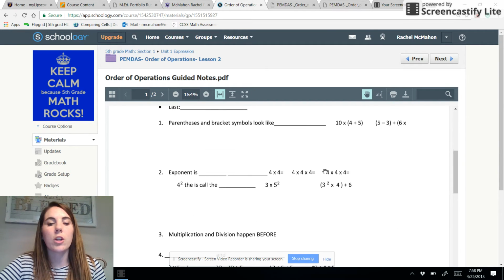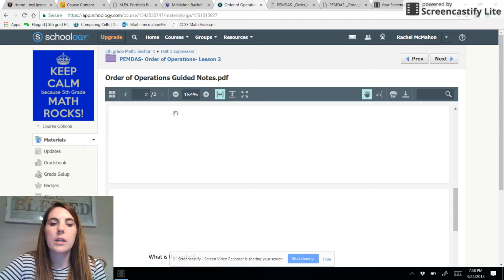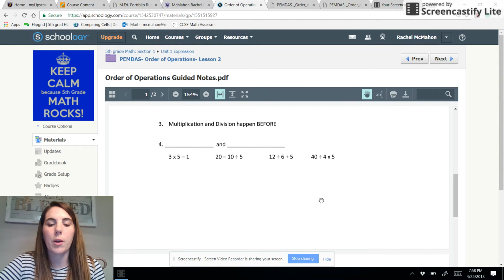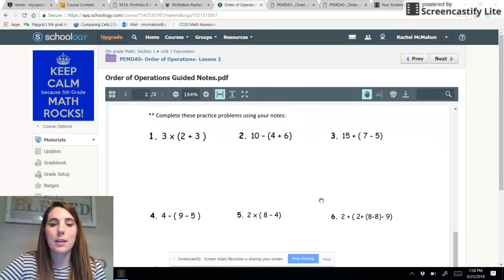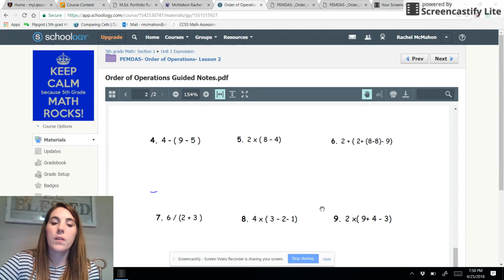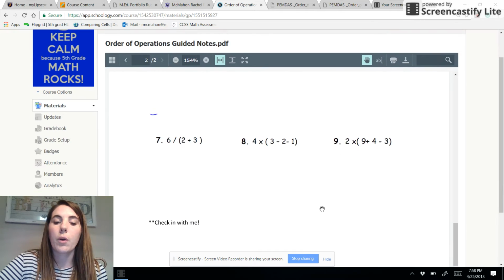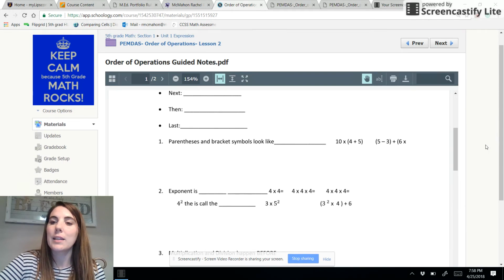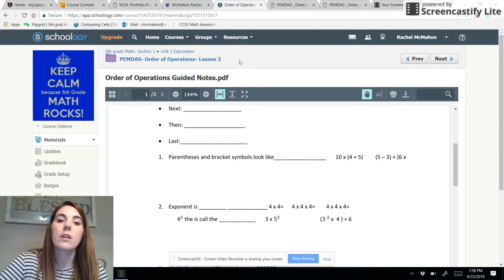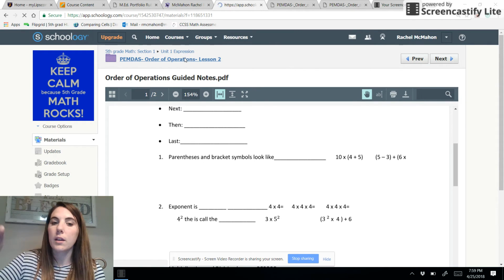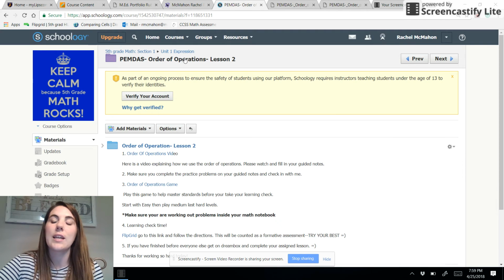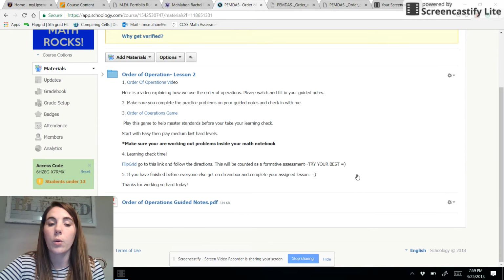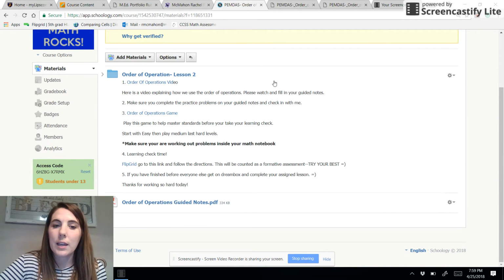But after they watch it, they'll fill in all of this and solve these problems. I put example problems, so here are practice problems that they are going to have to finish on their own. And when they're finished, they're going to check with me. The reason I like checking in with them is that I need to give them individual feedback, to see if they're ready to go to the next thing, or if I need to sit down with them and work more one-on-one. But that's what they're going to do.